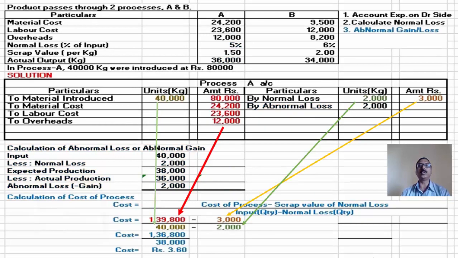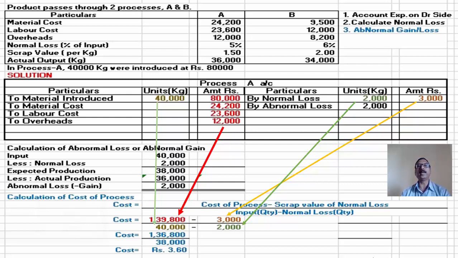Now let us substitute those figures. When we substitute this figure, what is the cost of the process? This is the total of the debit side of the process account, which consists of all expenses totaling to rupees 1,39,800. And what is the scrap value of normal loss? This is available from the process account on credit side, 3000 is there. Next one is, what is input quantity? It is 40,000 kilograms is the input quantity and 2000 is a normal loss quantity. So we have worked out that the cost per unit in process A is 3 rupees 60 paise.